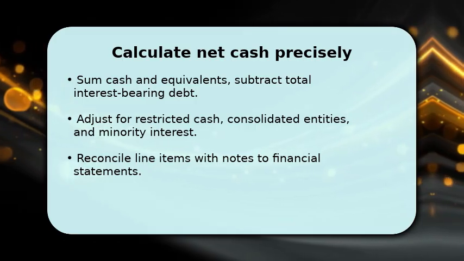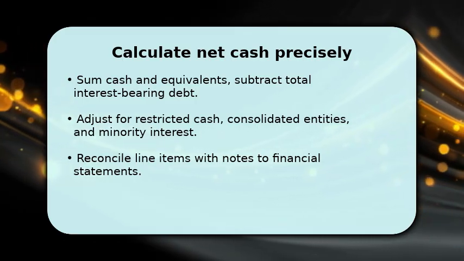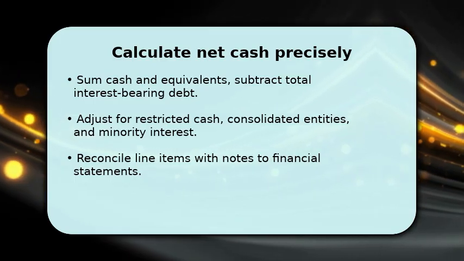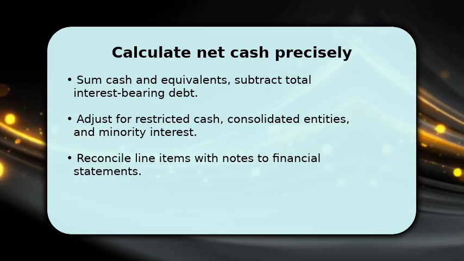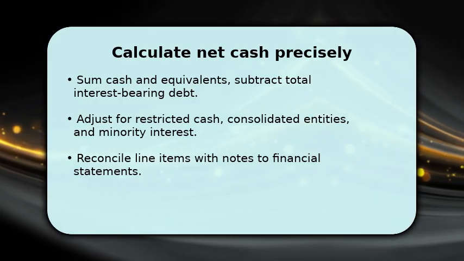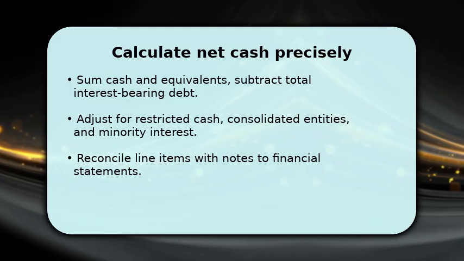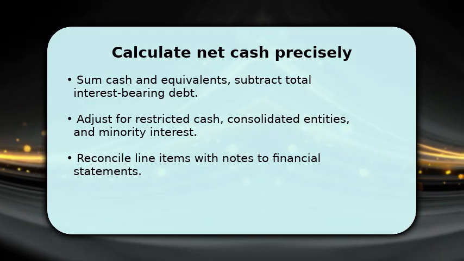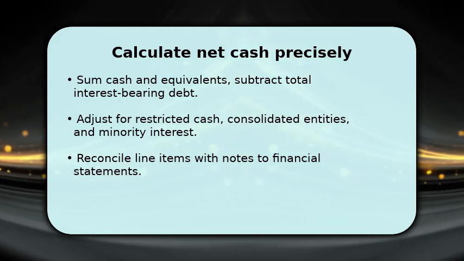Make adjustments for restricted cash or escrow amounts so the result reflects usable liquidity, and account for consolidated subsidiaries that could hide liabilities. Once you include these adjustments, reconcile every line with the financial statement notes to confirm classification. If numbers still mismatch, trace back to the original source lines and verify rounding or currency conversions.